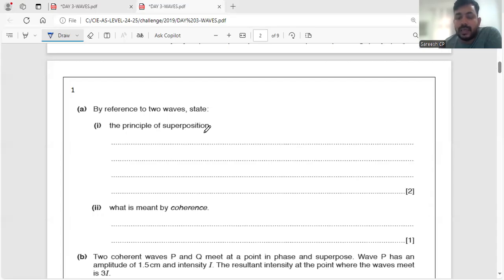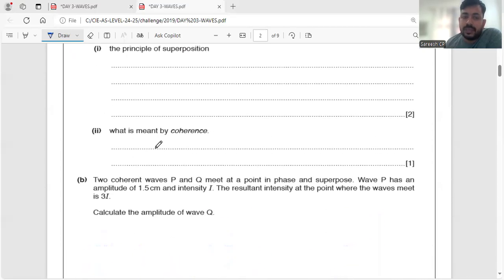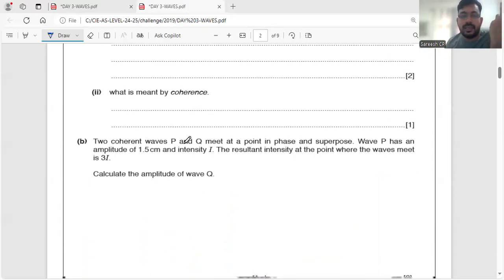That's it. And for coherent sources, what is meant by coherence? We can say that waves which have a constant phase difference are known as coherent. Don't make a mistake in these questions. It's a 3 mark question. You will get 3 marks if you write exactly what is being given to you.